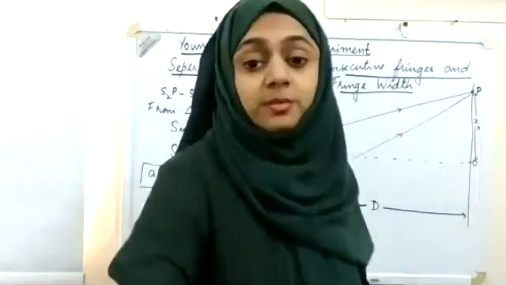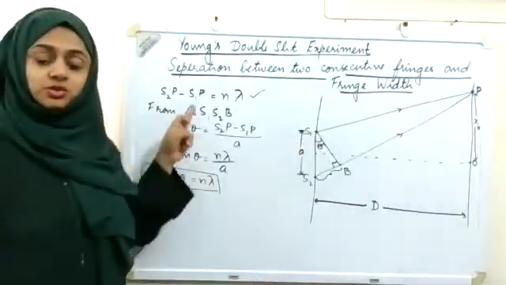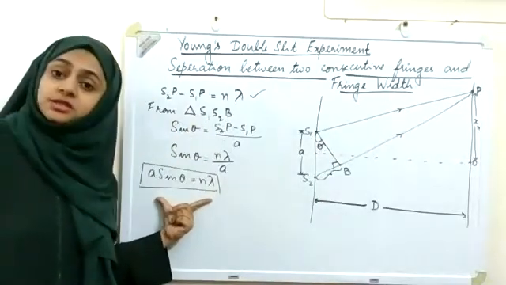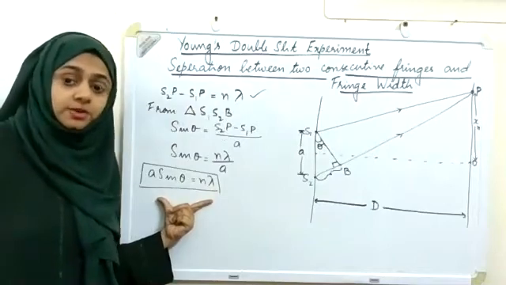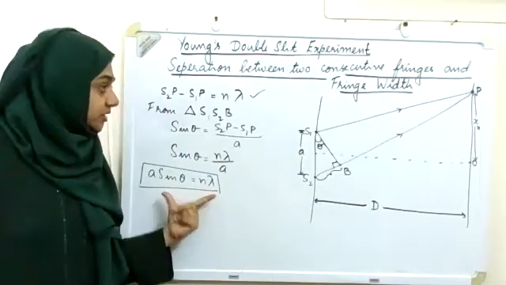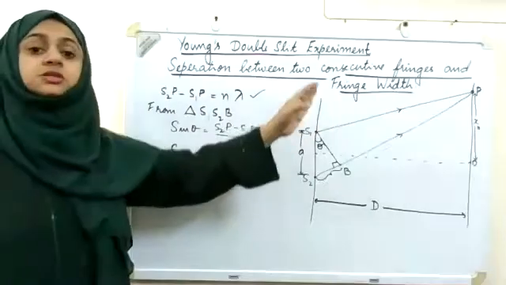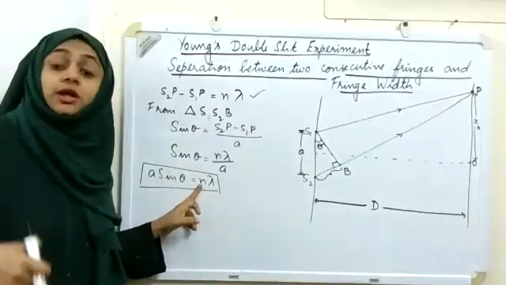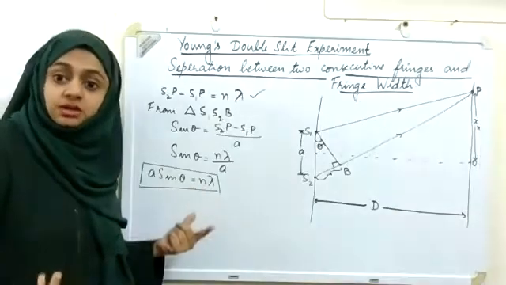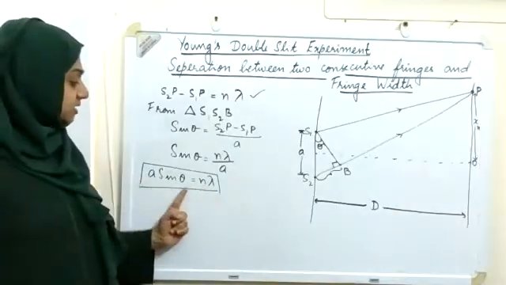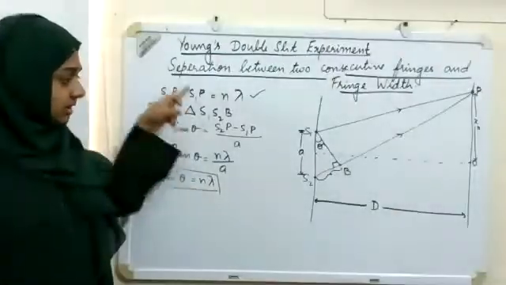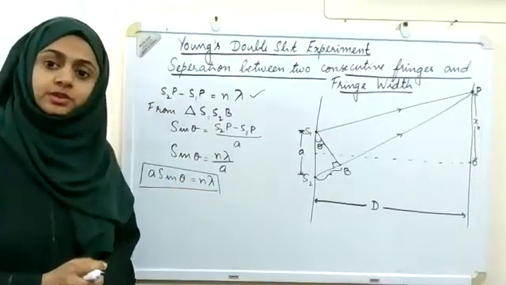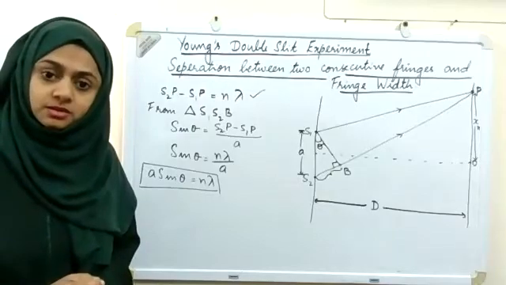Is this clear to you? Yes, teacher. You have to memorize this equation: A sin theta is equal to n lambda. Whenever there is constructive interference, for the nth constructive interference or the nth bright fringe, the condition is that A sin theta is equal to n lambda. Is this part clear to you? Can I continue? And lambda means S2B, right? S2B.